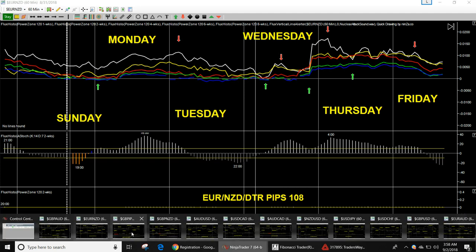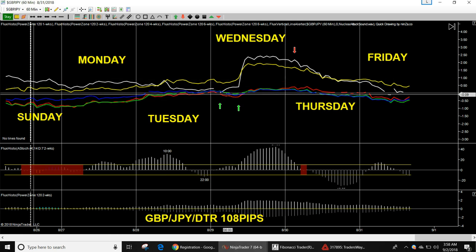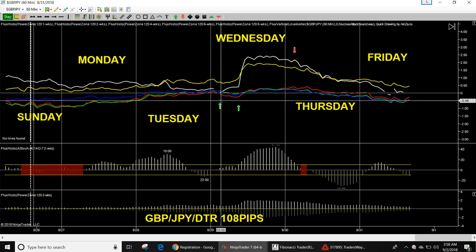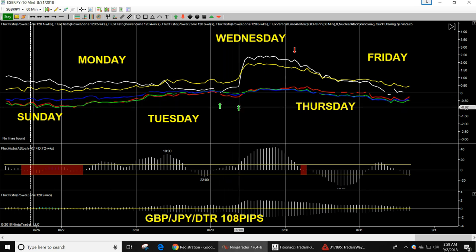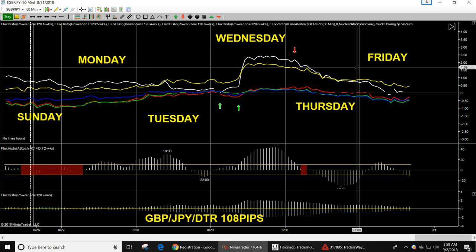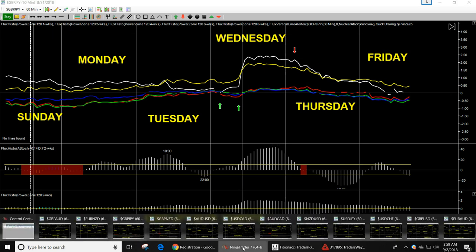Okay, next up is going to be the Great British Pound JPY. Again, with some sideways movement. Best opportunity, I think, is going to be 3 a.m. on Wednesday for an up move for Great British Pound JPY, and another up move at 9 a.m. on Wednesday. And then after that, you're going to have a retracement here, 3 a.m. in the morning on Thursday for a down move on the Great British Pound JPY into Friday. All right, that is the Great British Pound JPY.